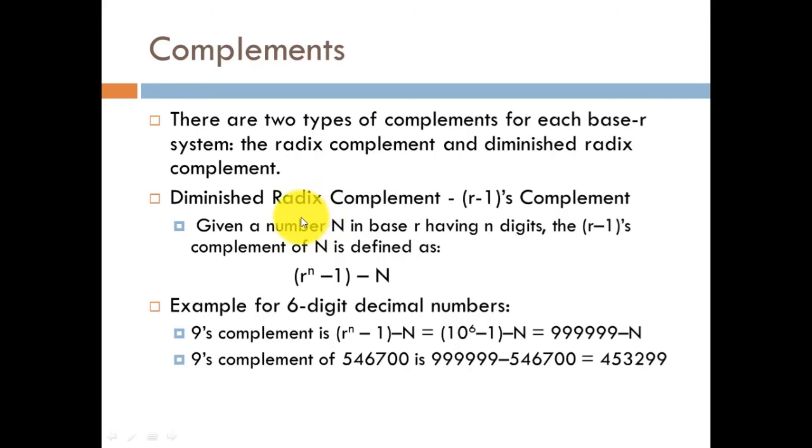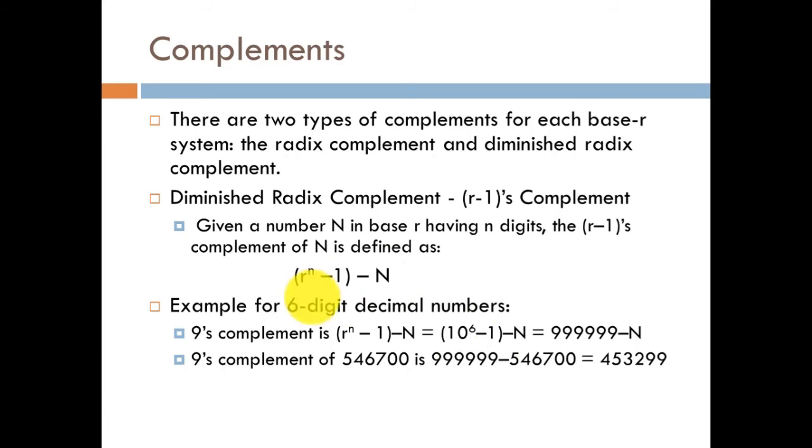First we will discuss the R minus 1's complement. Given a number N in base R having n digits, the R minus 1 complement of N is defined by this generalized formula for the R minus 1's or diminished radix complement. It is given as R to the power n, minus 1, minus N, where R represents the base value and n represents the number of digits in the number. The capital N represents the number whose R minus 1's complement we need to calculate.